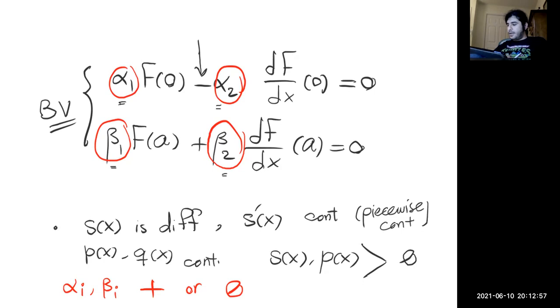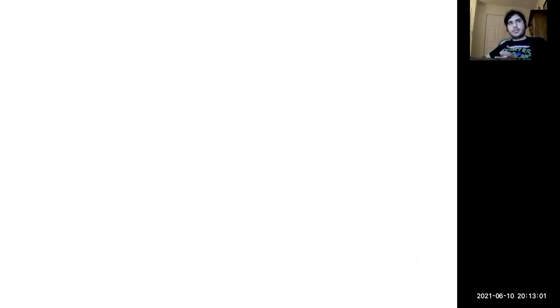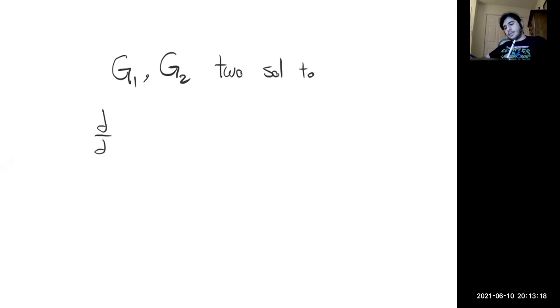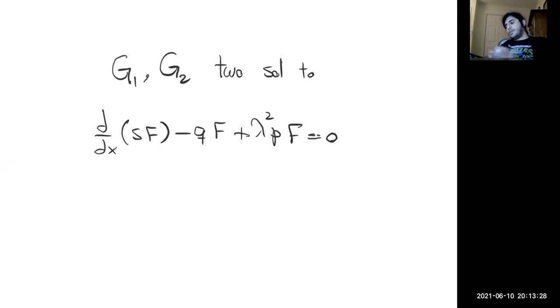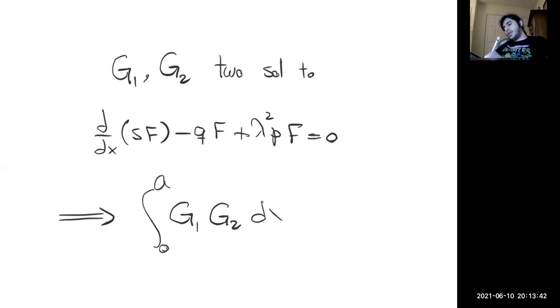Now, what we proved here, the theorem I just proved, was that if g1 and g2 are two solutions to the equation d/dx(s f') minus q f plus lambda squared p f equals 0, which also satisfy the boundary value conditions, and they are different solutions, then if we multiply them to each other, their integral from 0 to a dx would be equal to 0. This is called the orthogonality condition.